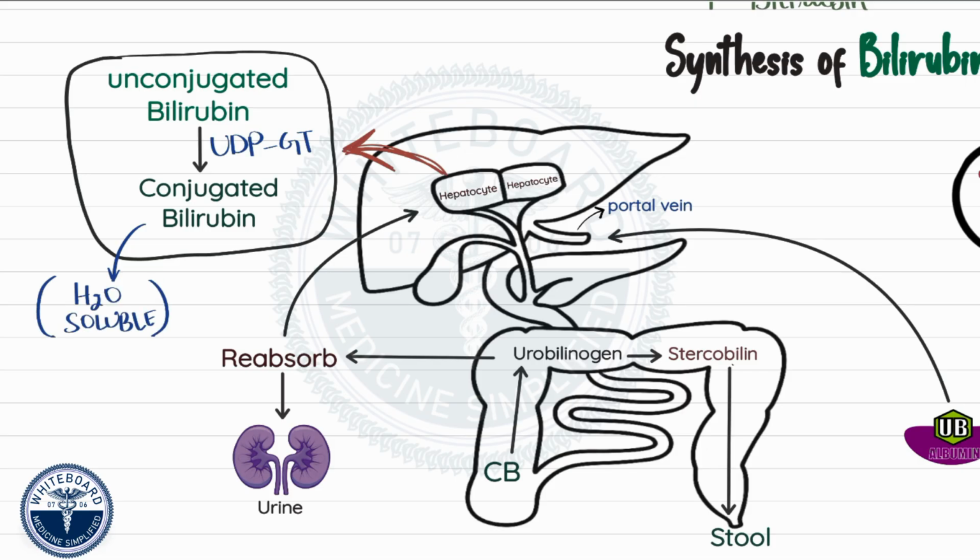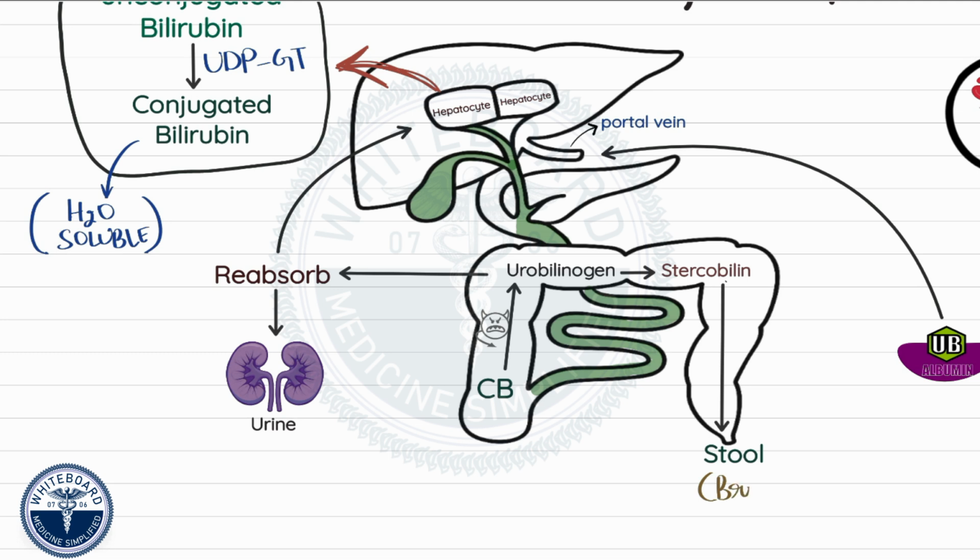Then this conjugated bilirubin is stored in the gallbladder and secreted as bile into the gut. By the action of gut bacteria, this conjugated bilirubin is broken down into urobilinogen, then to stercobilin, which gives the brown color to the feces and is excreted in the stool. A small amount of urobilinogen is reabsorbed and excreted into the urine, which imparts yellow color to the urine. In a nutshell, this is bilirubin metabolism.